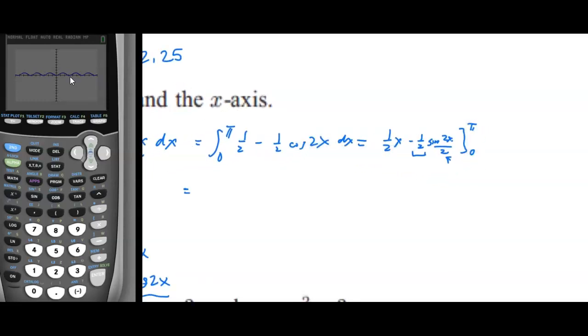So now I'm going to substitute in the pi and substitute in the 0 and subtract the results. So 1/2 pi minus 1/4 sine 2 pi minus, and then I'm going to put 0 in. So 0 minus 1/4 sine 0. What's sine of 0? It's 0 also. Oh, so everything's 0 for that one. So I have 1/2 pi. What is sine of 2 pi again? Sine of 2 pi is 0. So the answer is 1/2 pi.